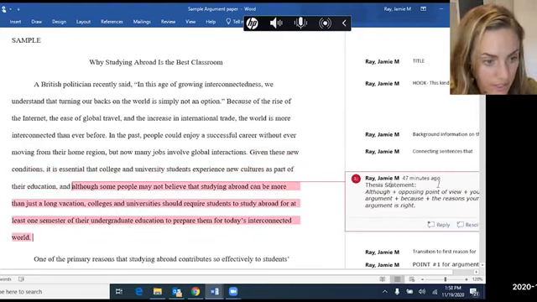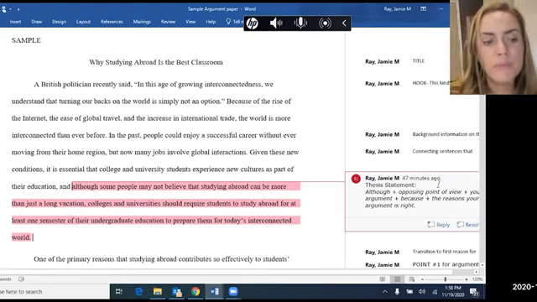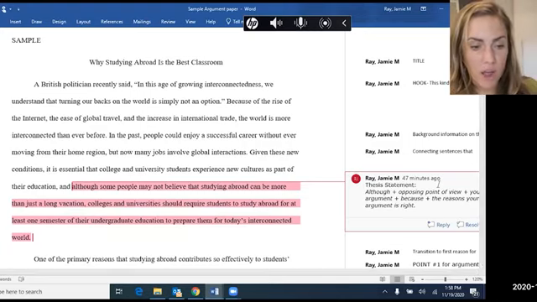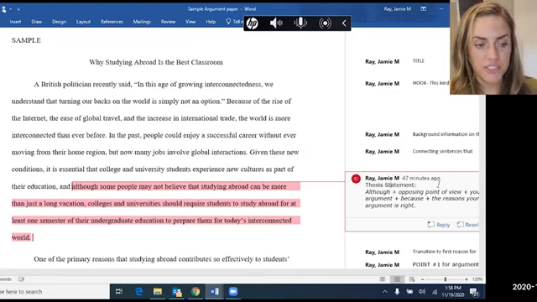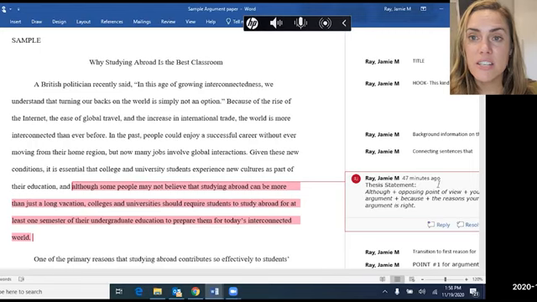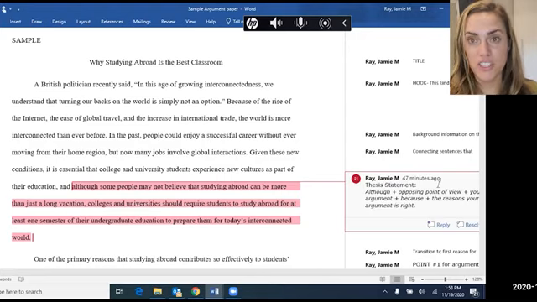is the thesis statement. "And although some people may not believe that studying abroad can be more than just a long vacation," that's the counter argument, "colleges and universities should require students to study abroad for at least one semester of their undergraduate education to prepare them for today's interconnected world." There's the thesis. So this person's arguing that studying abroad should be a required part of a college education.